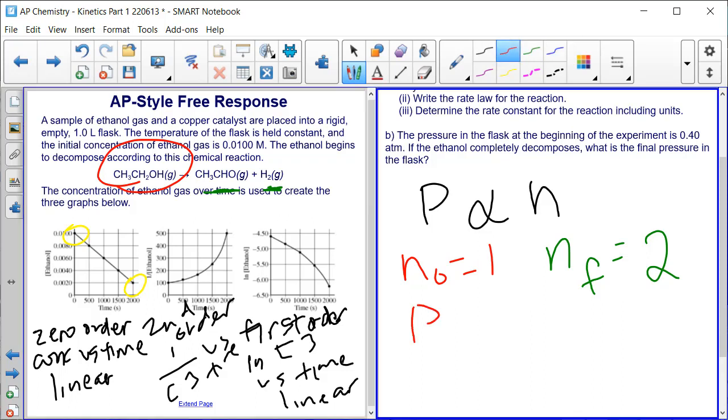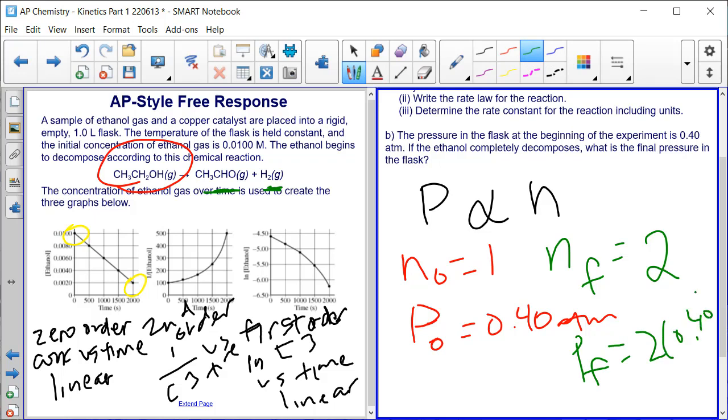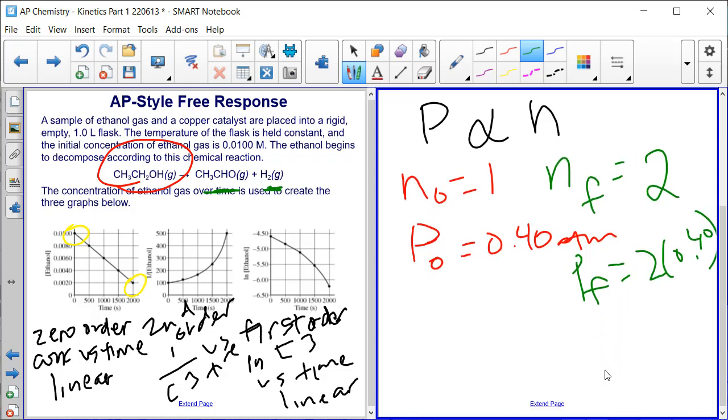So the initial pressure is 0.40 atmospheres, and that means that the final pressure will be 2 times 0.40 atmospheres. So the final pressure of the container is 0.80 atmospheres. Okay?